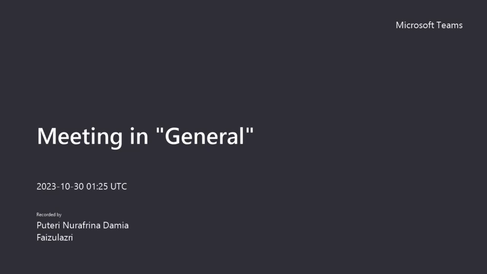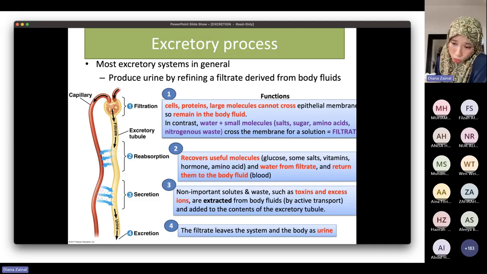Kena dialisis, yang cuci buah pinggang tu, budak-budak muda. Okay, so love your kidney. Okay, that's the conclusion. So the kidney produces urine by refining filtrate.